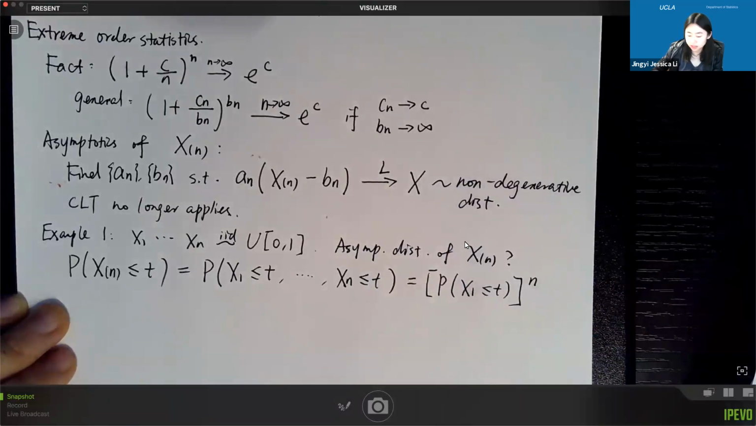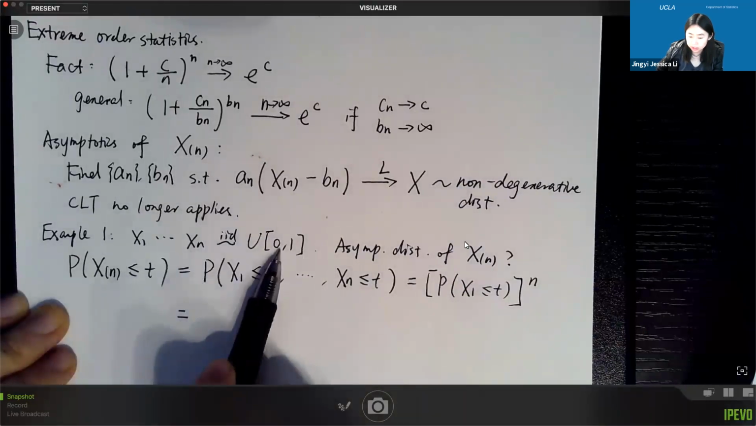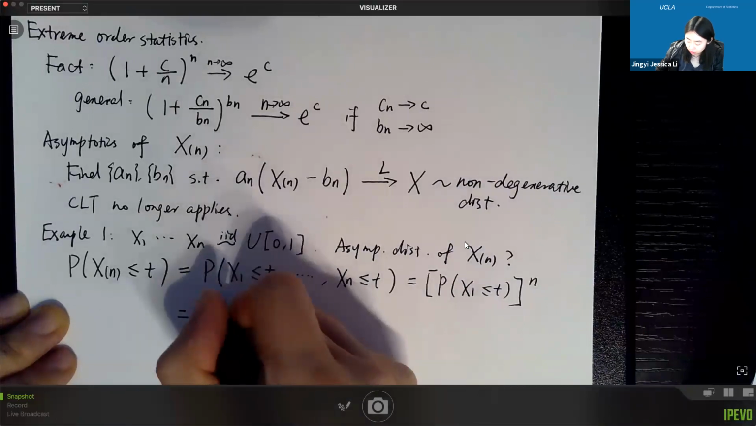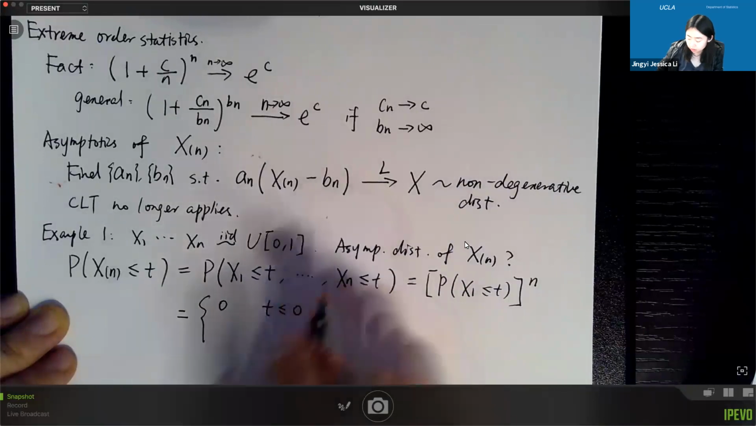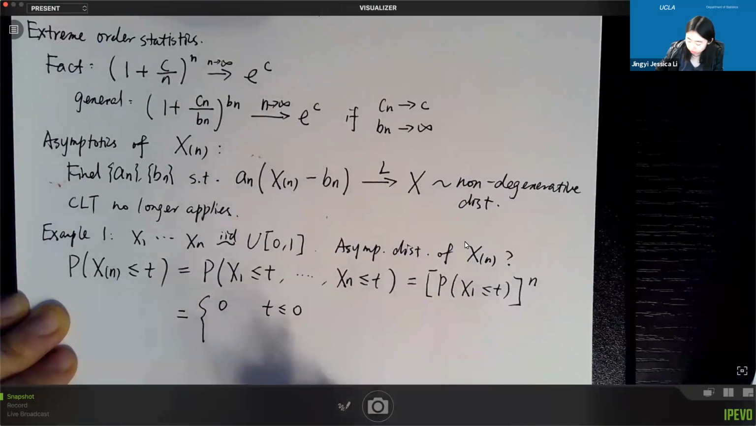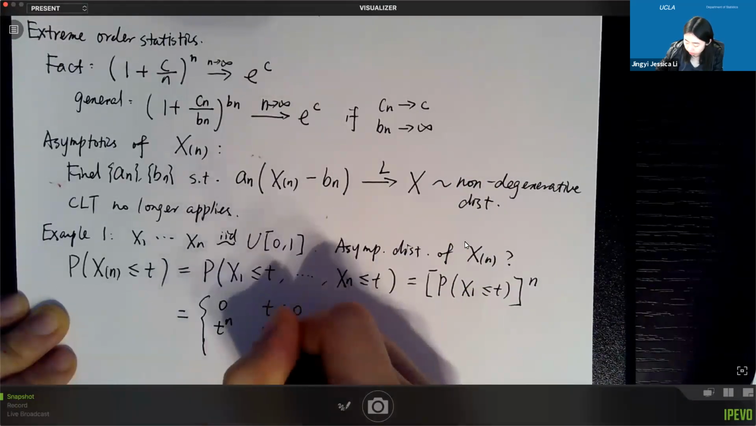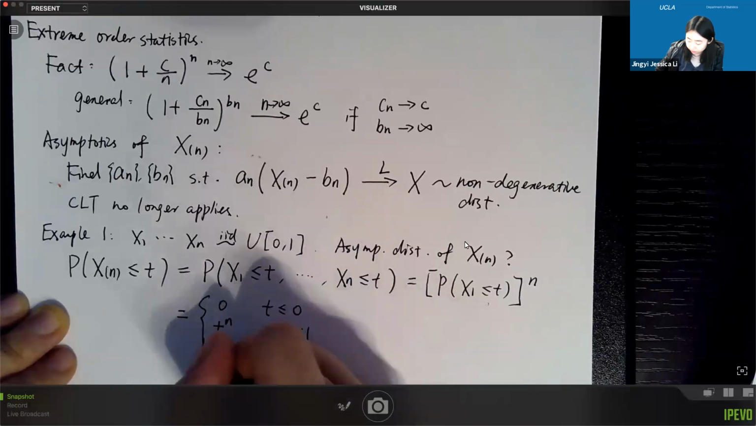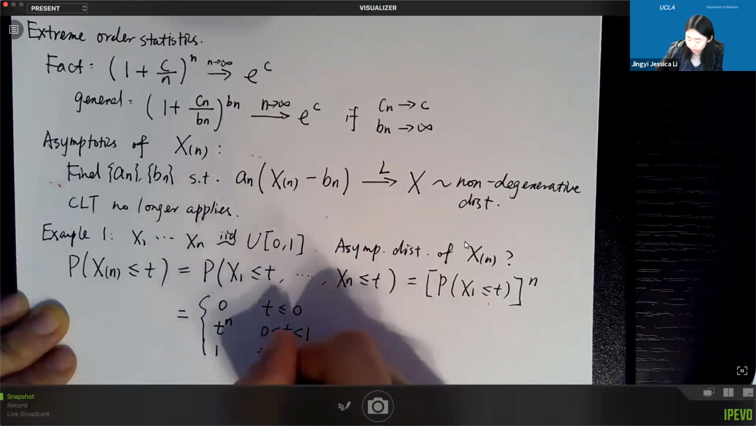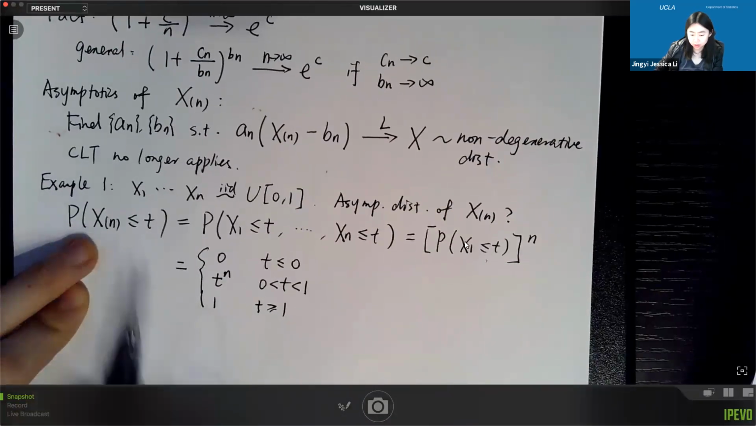Then it depends on what t is, right? So we know each of them is between 0 and 1. So when t is less or equal than 0, it's 0 to the power n, which is 0. When t is between 0 and 1, the probability is t, and we get t to the power n. When t is greater or equal than 1, it stays as 1. So this is the exact CDF of this.